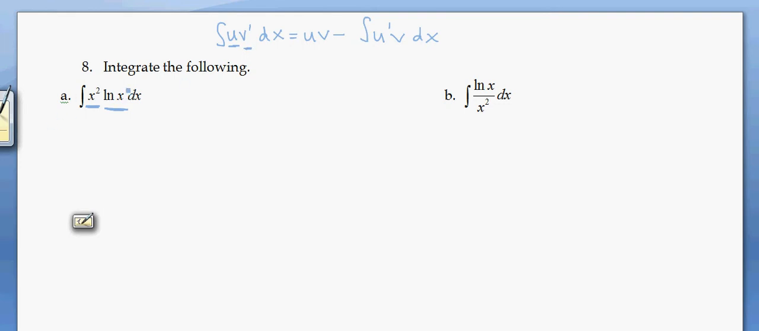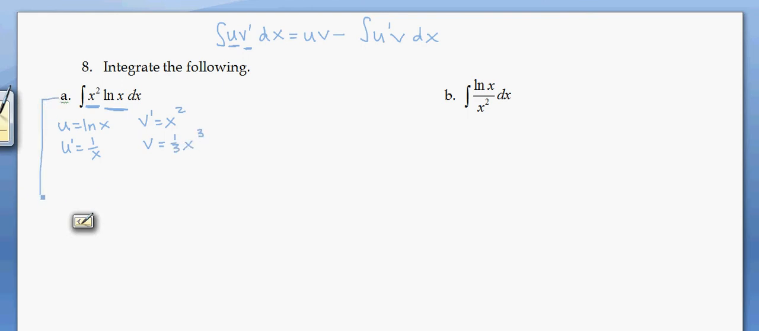Well, the easy choice in this case is the natural log of x. I don't know how to take the antiderivative of it. I only know how to take the derivative of it. Right? We know the derivative of natural log of x is 1 over x, but we don't know the antiderivative. So that makes it our easy choice that u is going to be the natural log of x, and v prime is going to be x squared. So the derivative of natural log we know is 1 over x, and the antiderivative of x squared is 1/3 x cubed.